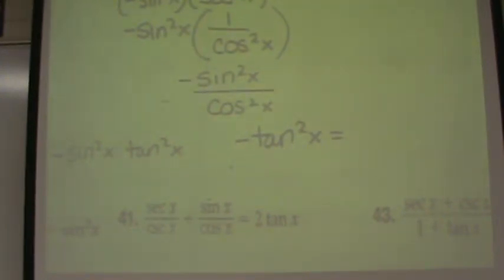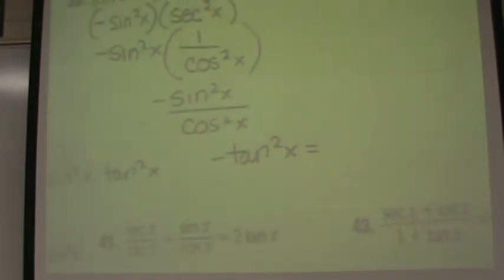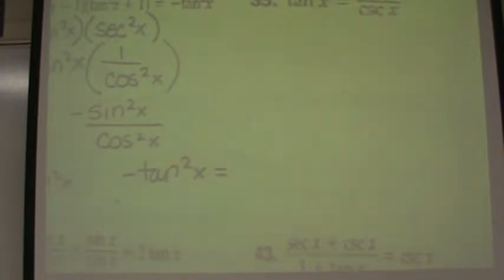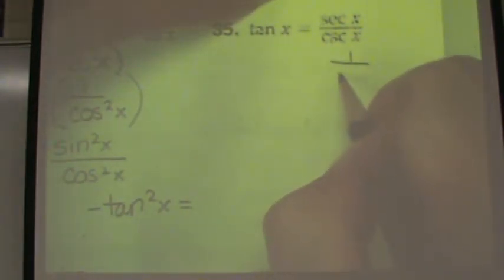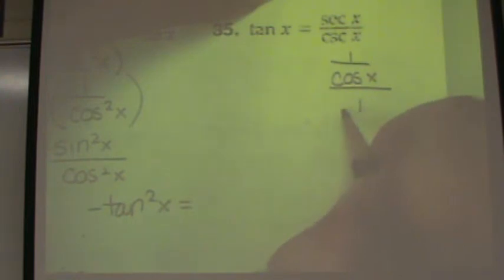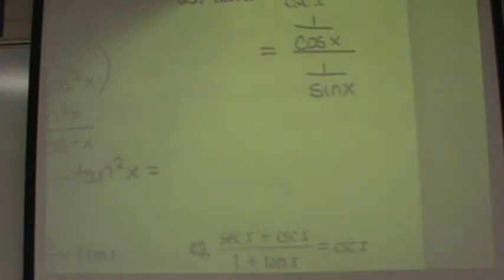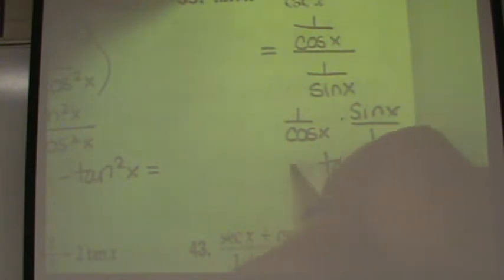Did you get it? Okay, 35. I think on this one I'd work on the right side. This one shouldn't be too hard. What do you get? What's cosecant, or secant, sorry. What do you do now? Flip it and multiply, and what do you get? Easy?